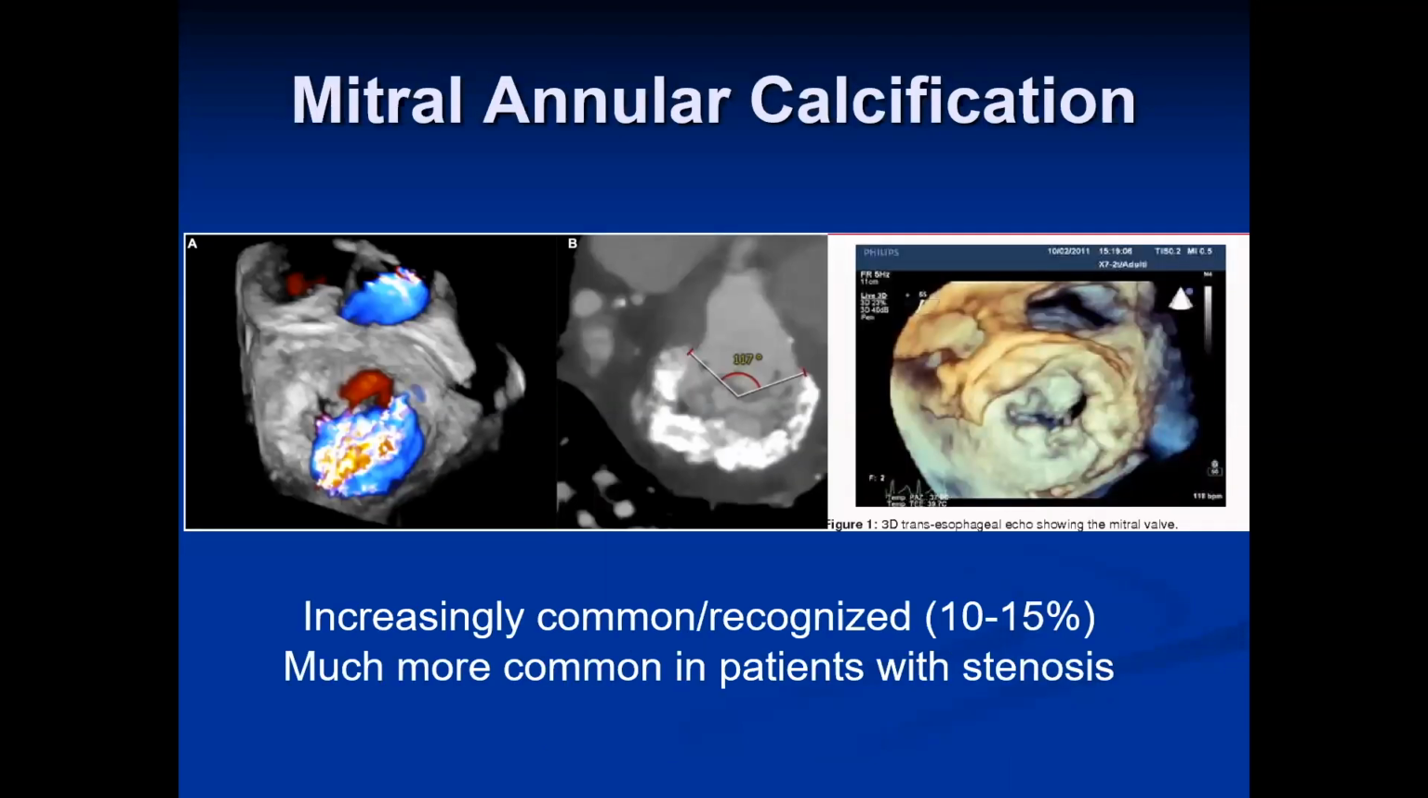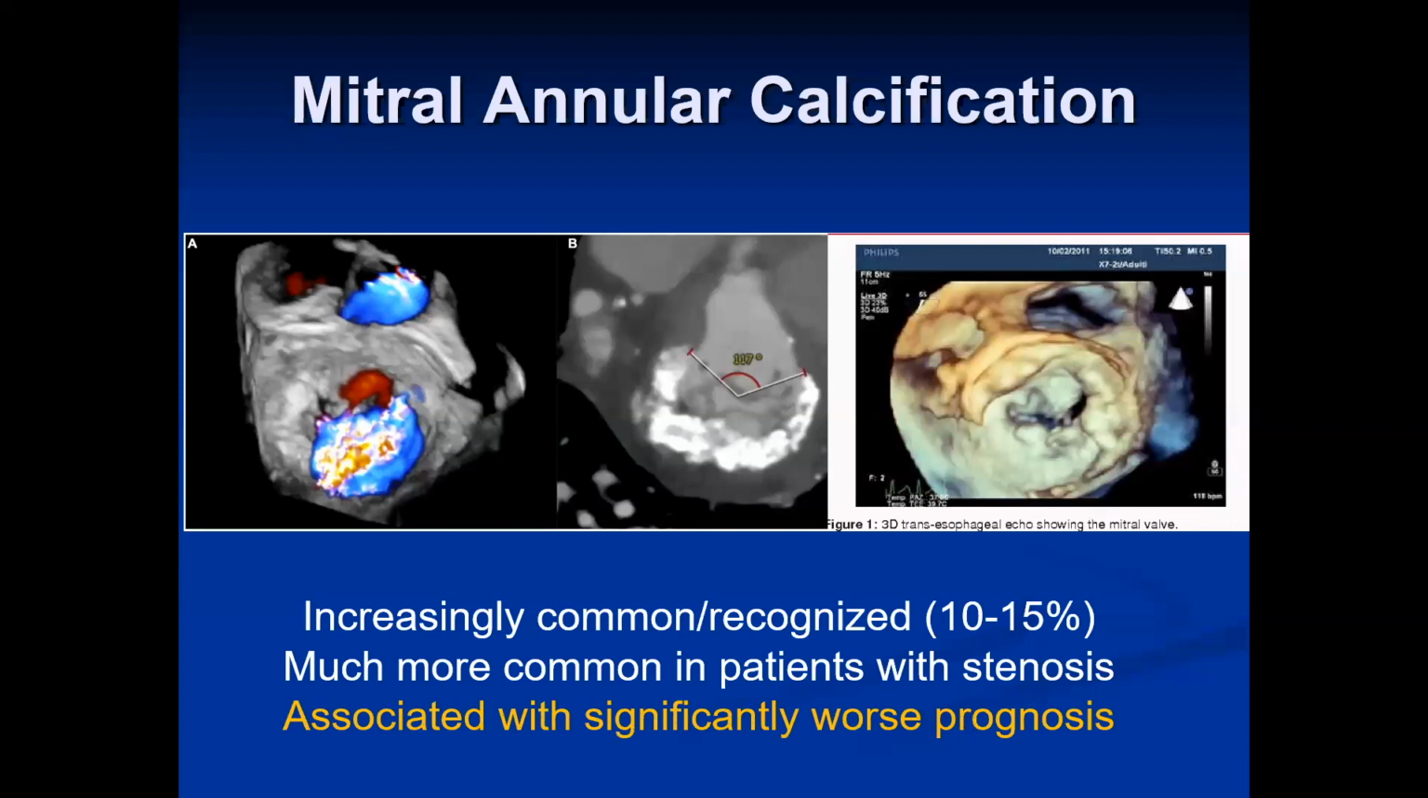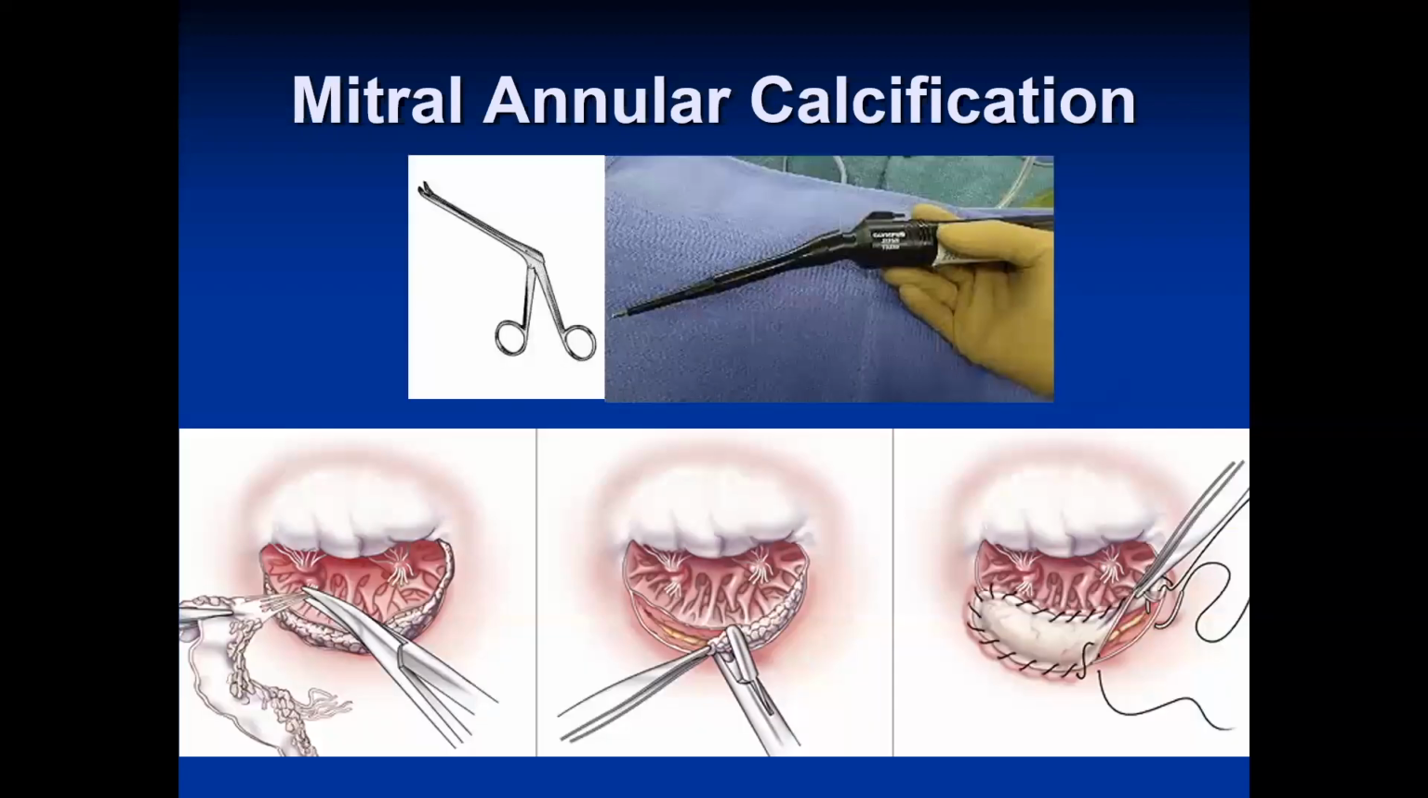So the new kid on the block that we're trying to really get around is this mitral annular calcification. It's increasingly common, or increasingly recognized, because now every single patient is going to get a CAT scan prior to surgery. And we know that it's much more common in patients with mitral stenosis, but we also see it in patients with mitral regurgitation. And we know that in those patients, not only is the technical aspect of doing the surgery worse and more complex, but the prognosis is significantly worse, and they have a much higher incidence of comorbidities. So tackling this is a real complicated issue, both for transcatheter valve therapies and for surgery.